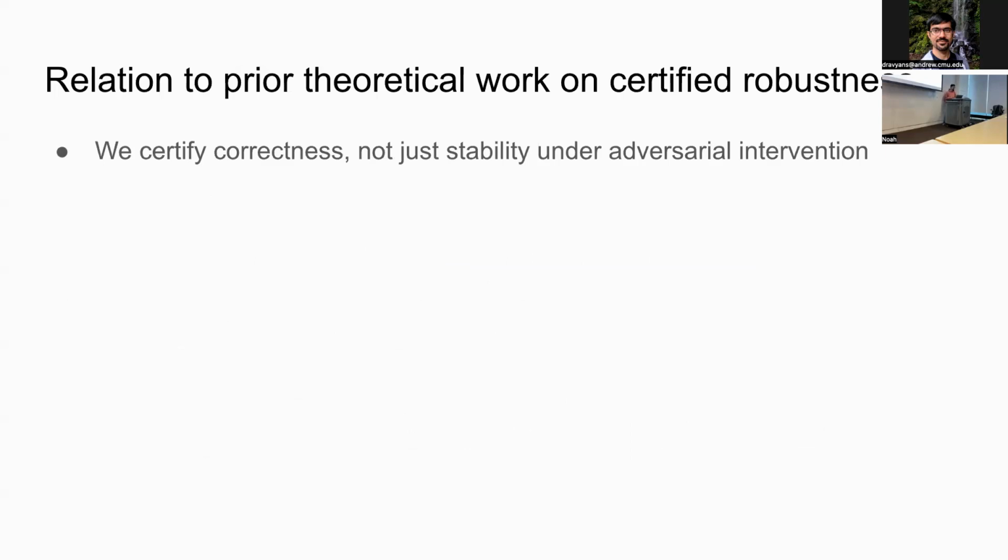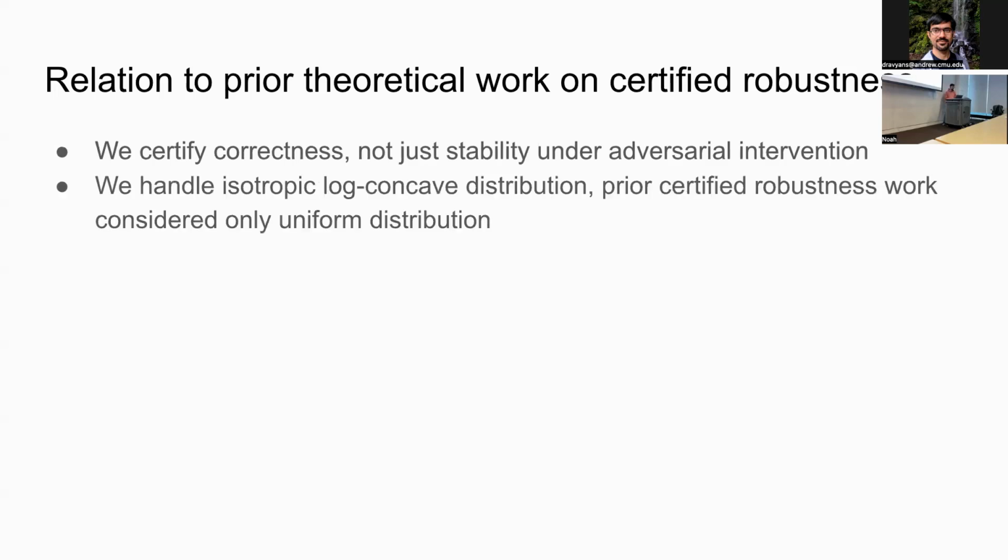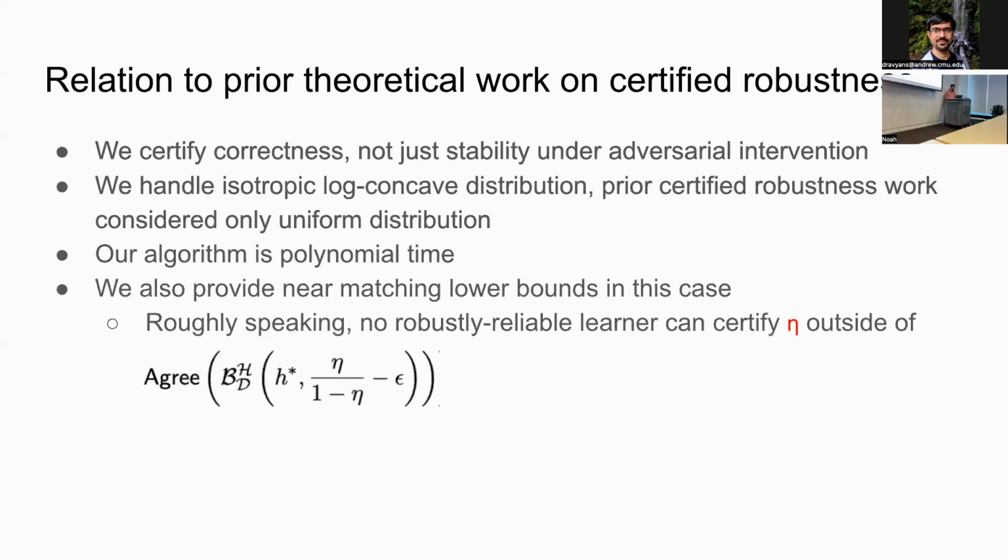And a quick reminder of how our results compare to previous theoretical work. We do certify correctness, not just stability under adversarial interventions. We handle isotropic log-concave distributions, whereas prior work giving stability certificates has only considered uniform distributions. Our algorithm is polynomial time, whereas previous works have mostly considered ERM oracles and so on. And for this result, we again provide a near matching lower bound. The gap between the upper and lower bounds is some constant factor in the radius of the agreement region. We show that no robustly reliable learner can certify eta outside of the agreement region, which is a ball around H star of roughly radius eta.